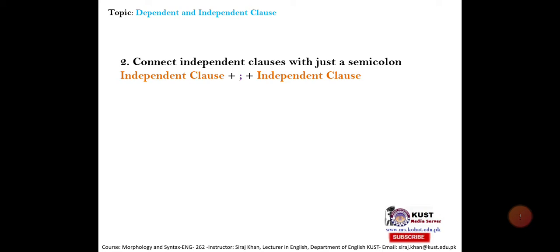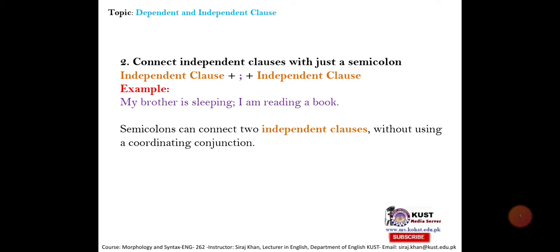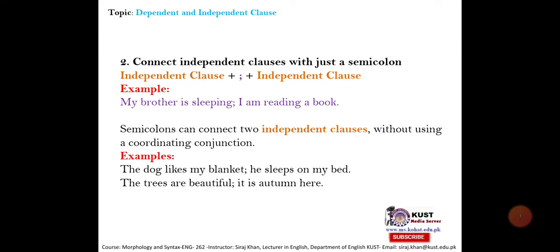Connect independent clauses with just a semicolon: independent clause, semicolon, independent clause. So instead of putting a connecting word like a coordinating conjunction, we put a semicolon. Like my brother is sleeping; I am reading a book. So semicolons can connect two independent clauses without using a coordinating conjunction. For example, the dog likes my blanket; he sleeps on my bed. The trees are beautiful; it is autumn here. That chair broke; it is time to buy a new one.